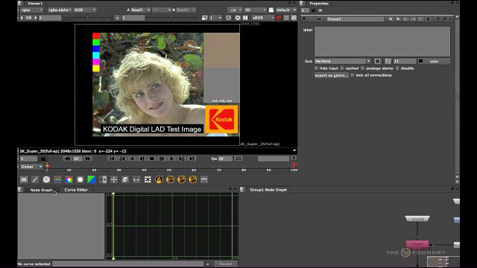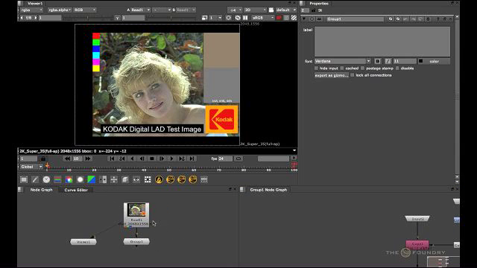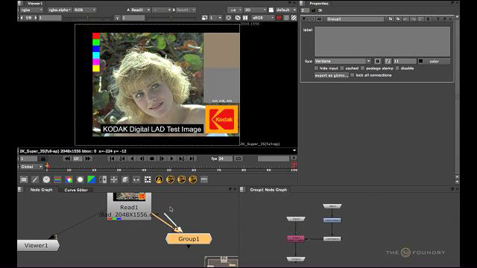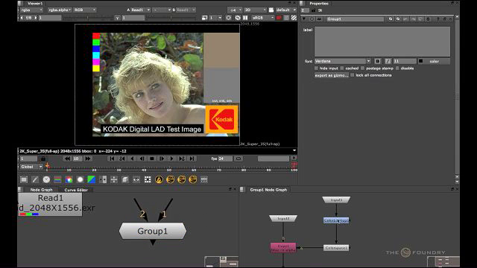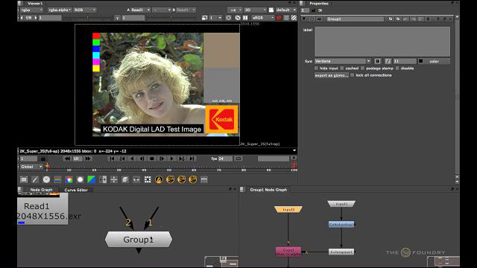Drag the group stuff over here. So on the left we see our main graph, on the right we see the internals of the group. Let me just disconnect those two here. So you see we've got two input pipes. That's because when we created the group we had two unconnected input pipes in the selection, both of which received an input node inside of the group node. And those input nodes represent the input arrows or input pipes of the group node.